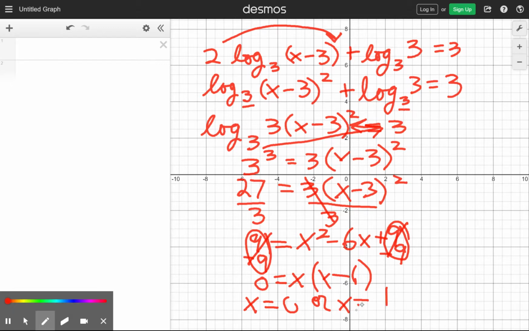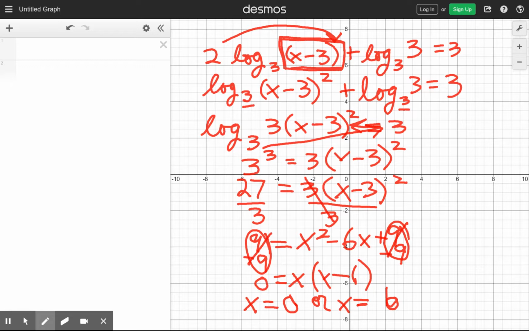Now, our last step of the problem is we need to check and make sure that our answers actually fit within the domain of our problem. So that means that we need to look back up here at this x minus 3, this argument of that log. Okay, if we put 0 in for x there, we have 0 minus 3, which is negative 3.